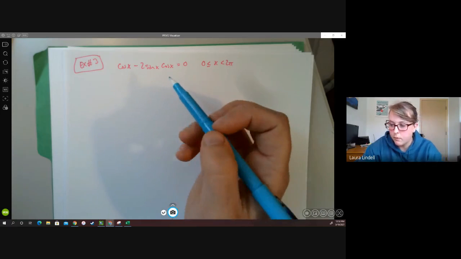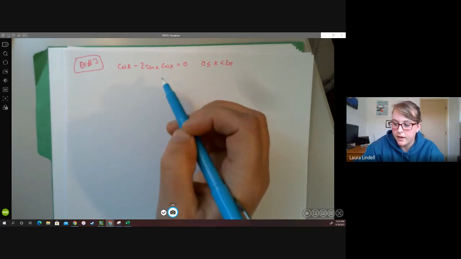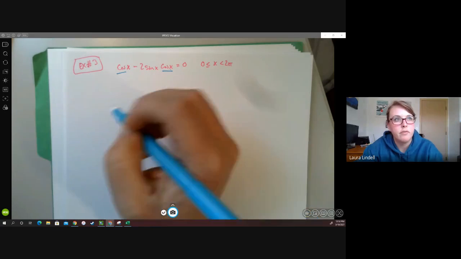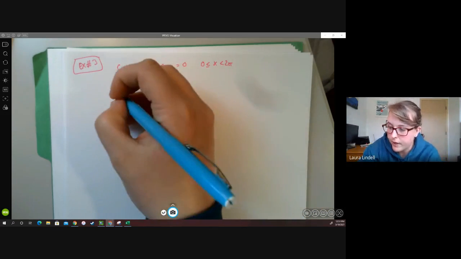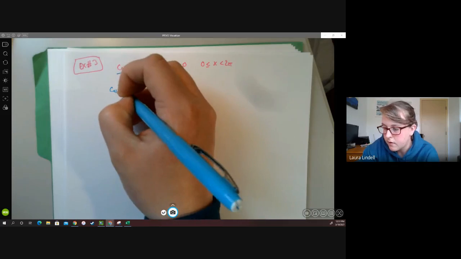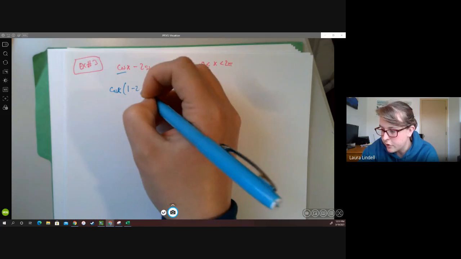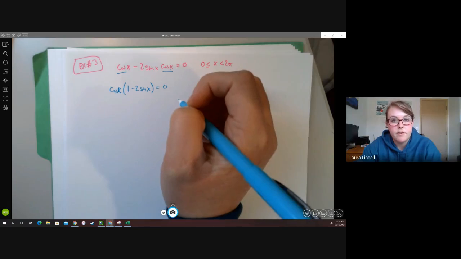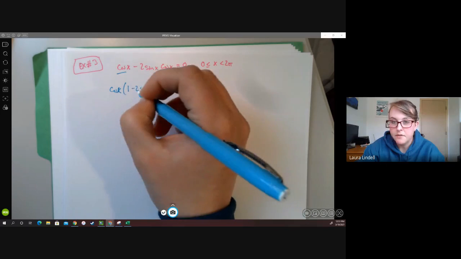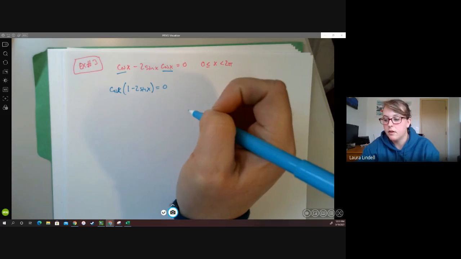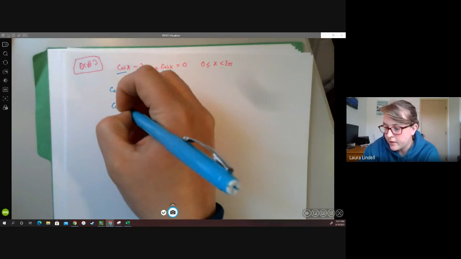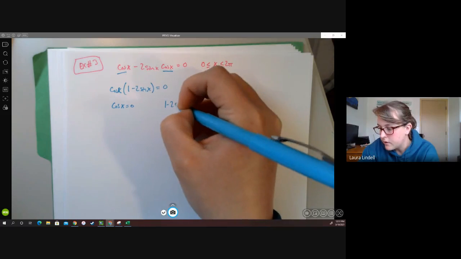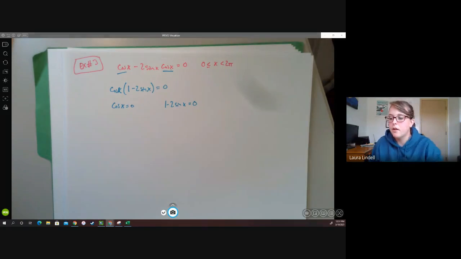So the first thing we want to do, notice how there's a cosine in both of these. So I'm going to factor that out because that's the greatest common factor. So we get cosine of x times 1 minus 2 sine x equals 0. And then once I've done that, I can set these each individually equal to 0. So we can go cosine of x equals 0 and 1 minus 2 sine of x equals 0. And then solve those separately, and anything we get as a solution will be a solution to the problem overall.